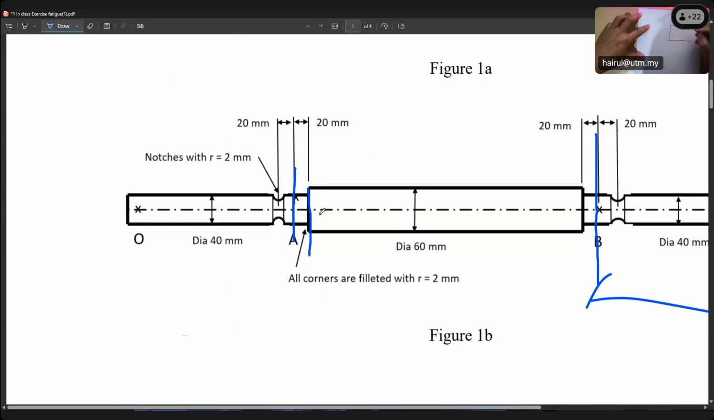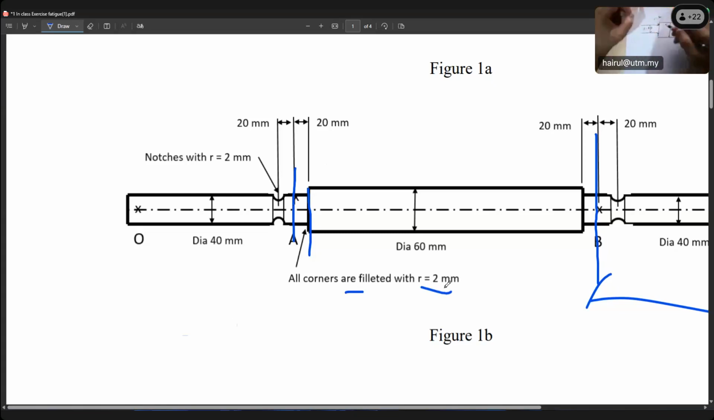Let me make it bigger. Here the diameter D is 60, and we have a smaller diameter. It is stated that all corners are filleted, R is 2. It means this shoulder has a fillet radius. We have a notch radius R is 2. The smaller D here is 40, the bigger D is 60, and this is the notch radius.